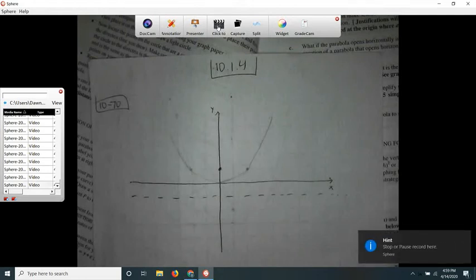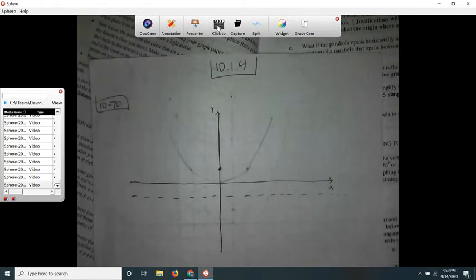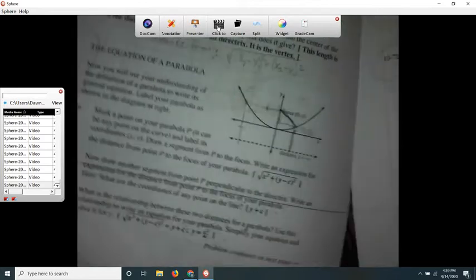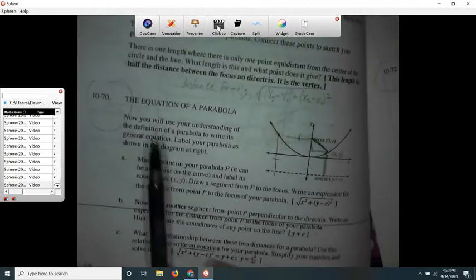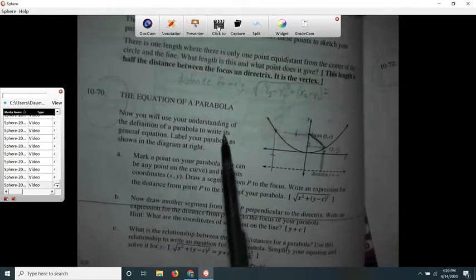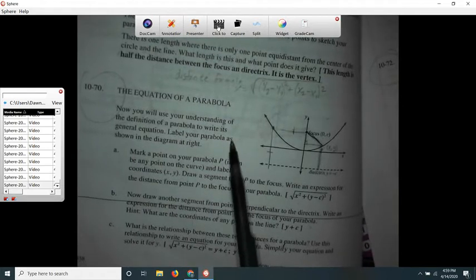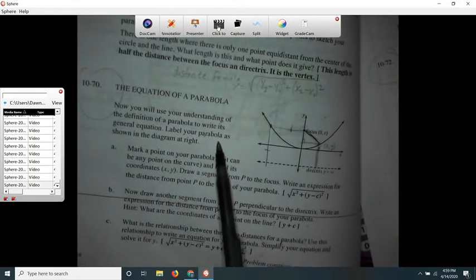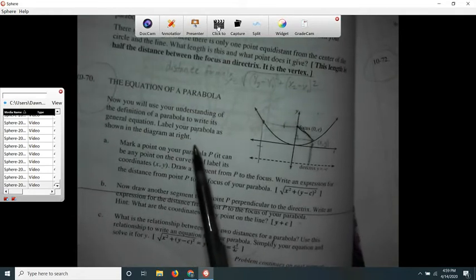Here's pre-calc part 2 of your lecture for 10.1.4. We're going to do problem 10-70. This is the part where they wanted you to derive the equation of a parabola. It says, now you will use your understanding of the definition of a parabola to write its general equation. Label your parabola as shown in the diagram at right.